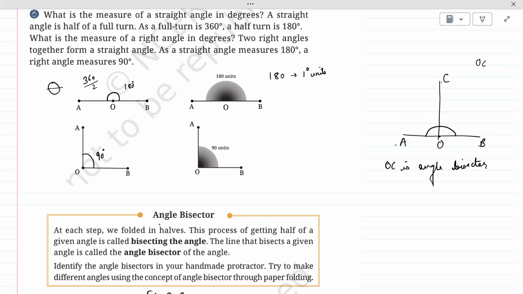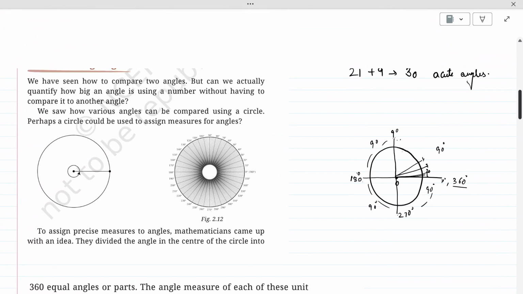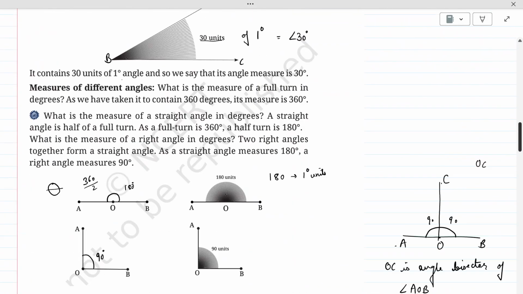So what it does is, the process of getting half of a given angle is bisecting the angle. When we divide the angle into equal parts, this OC is dividing it into equal parts, 90 and 90. So OC is bisecting angle AOB. Okay, OC is the angle bisector of angle AOB. This whole 180 degrees is bisected by OC, and we are getting two 90-degree angles. Okay, kids. So I hope this is clear to you, how we have done this part.